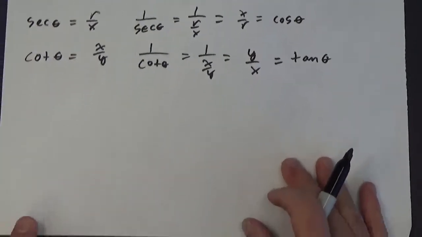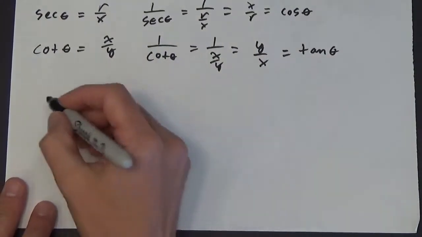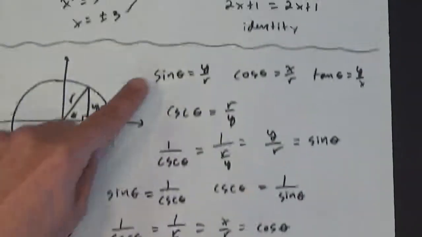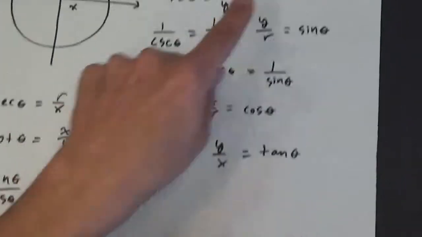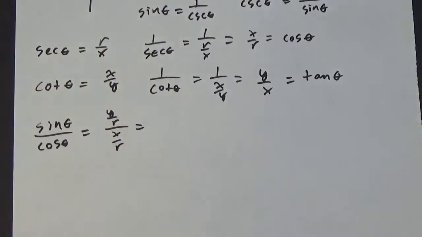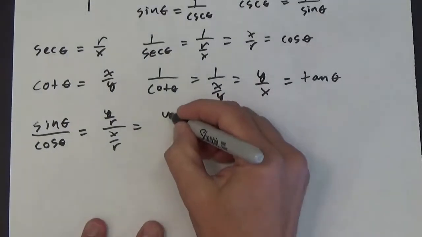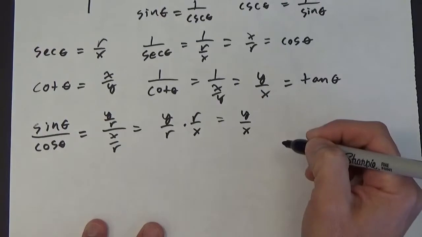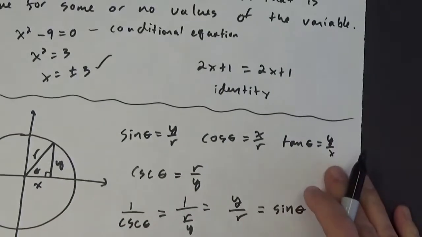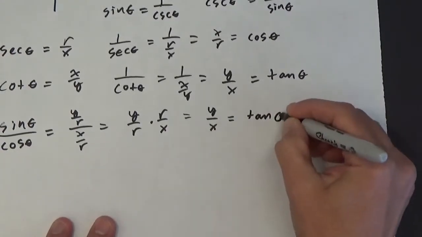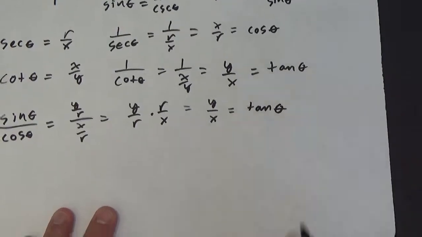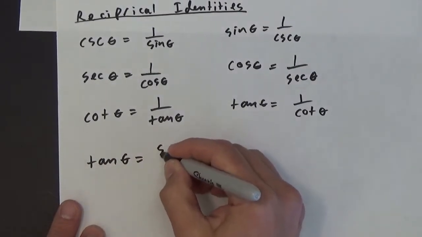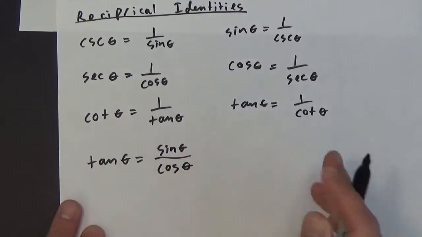A couple more go into this particular part. And the next thing we're going to look at is what happens if we were to take the sine of theta over the cosine of theta. Well, the sine of theta is y over r. The cosine of theta is x over r. And so let's divide those. Now if we're dividing by fractions, we multiply by the reciprocal. So we have y over r times r over x. Notice that the r's cancel out, and so we get y over x. And that one we just had up here. Y over x is just the tangent of theta. So let's go ahead and write that out. The tangent of theta is equal to the sine of theta over the cosine of theta.